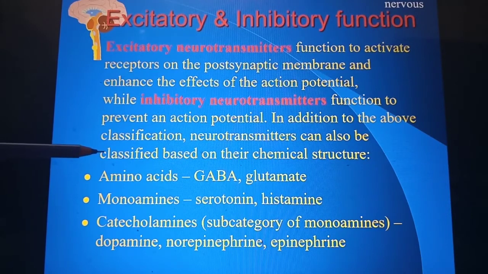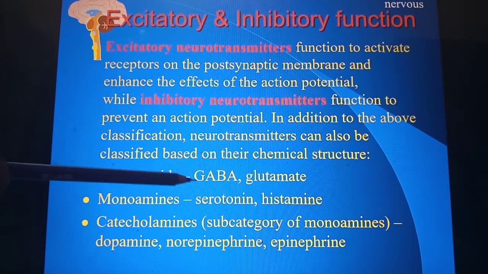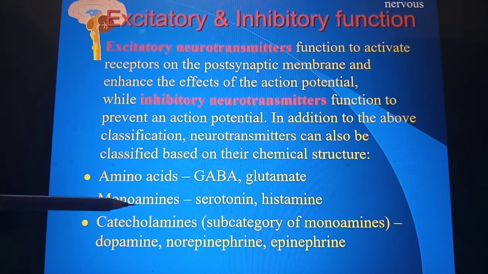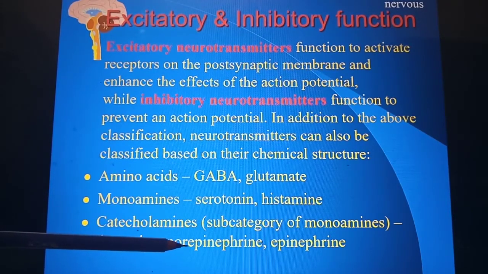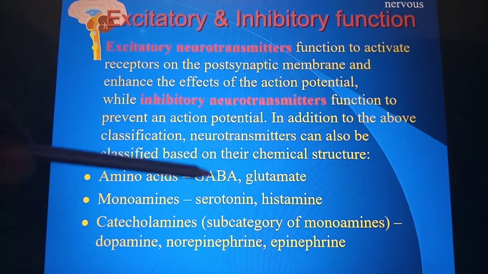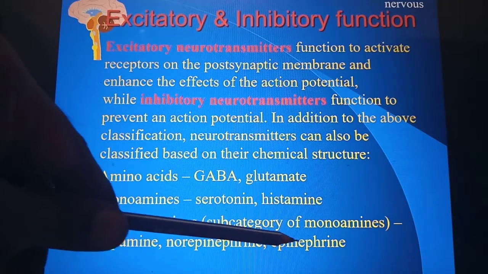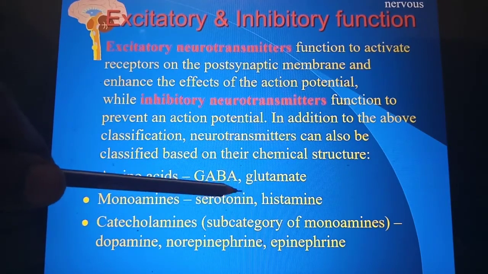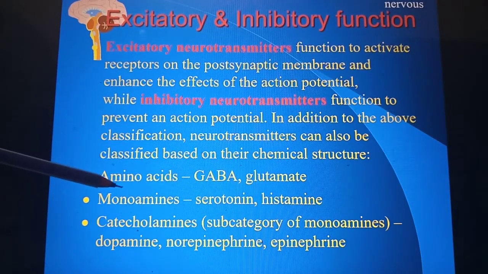Based on the chemical structure also, like you would have studied in biochemistry in first year about amino acids, monoamines, catecholamines. So these are all different neurotransmitters which can be classified based on the chemical structure. GABA and glutamate are amino acids, serotonin and histamine are monoamines, and dopamine, norepinephrine and epinephrine are catecholamines. These are all different types of neurotransmitters. But what we are saying here is based on their chemical structures, we can divide them into these categories.